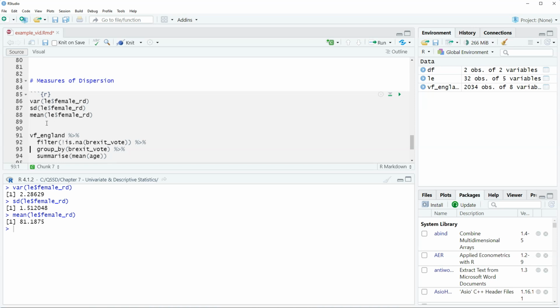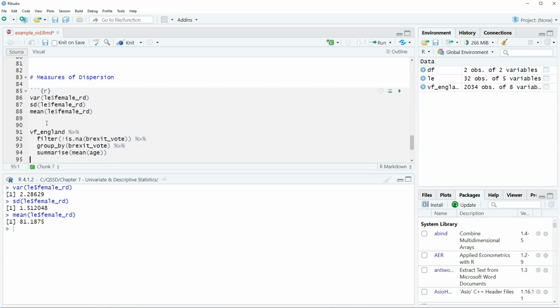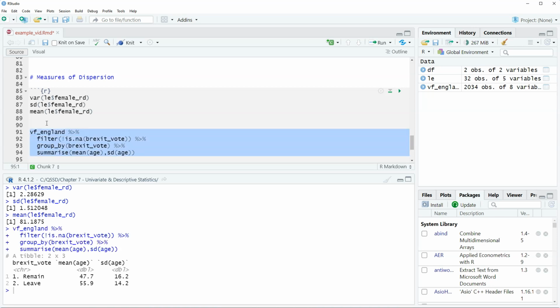What's the average age of people who voted Remain? What's the average age for people who voted Leave? This is what we had before. What we can do here is add standard deviation, so we're just going to do sd of age. I'm going to highlight that and run that. Now we have another column here for standard deviation of age. What does this tell us?